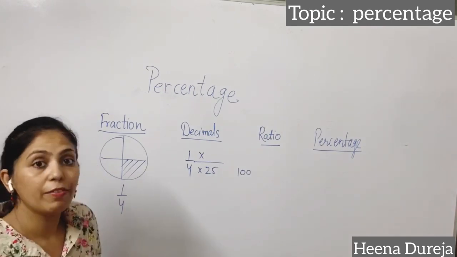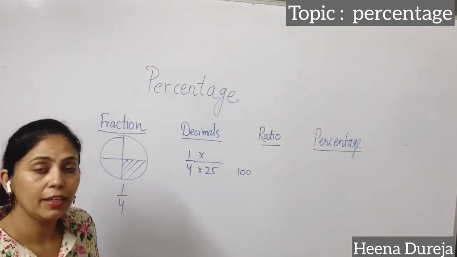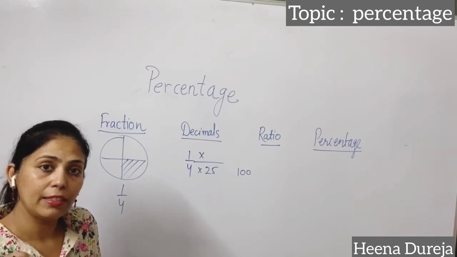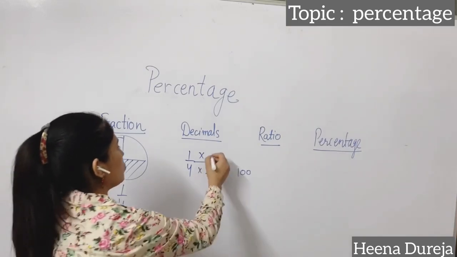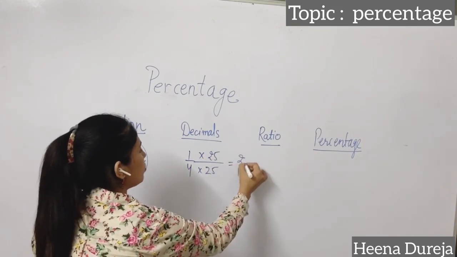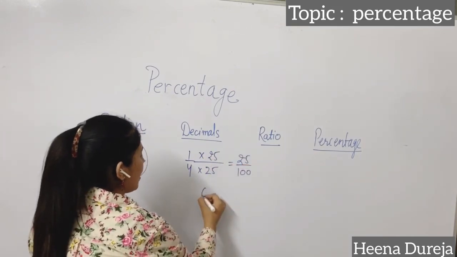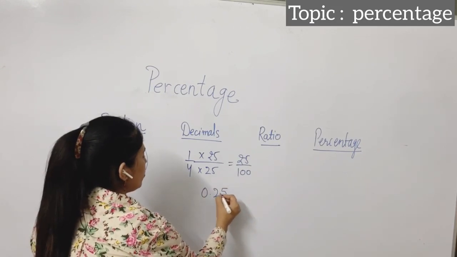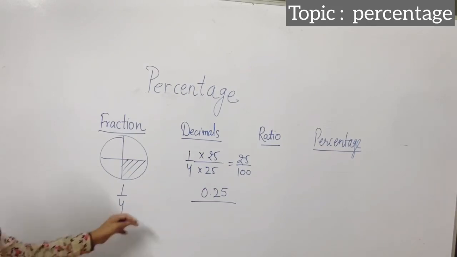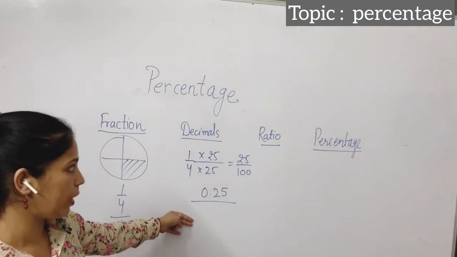But here we have a rule that if we multiply the denominator by a number, we have to multiply the same number with the numerator also. So here we will multiply the numerator also with 25. The answer will become 25 upon 100 and the decimal is 0.25. Right? So 1 by 4 is also called 0.25.